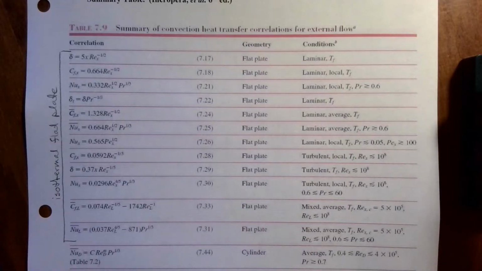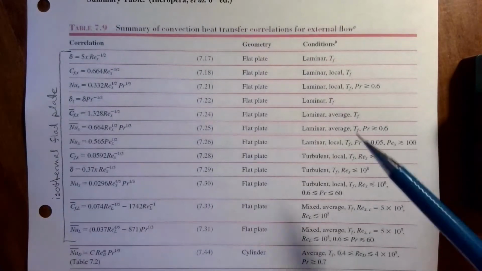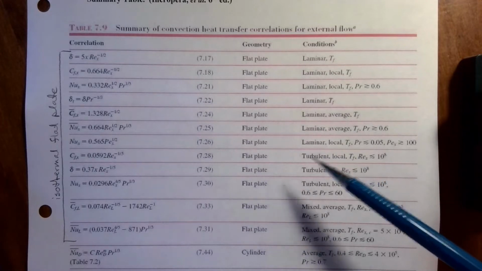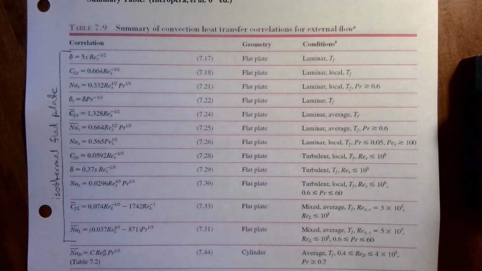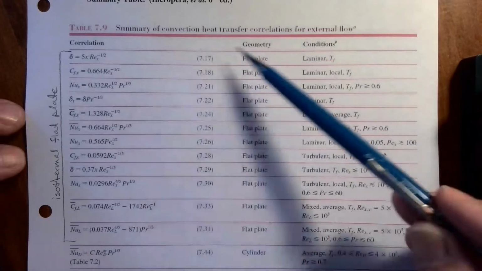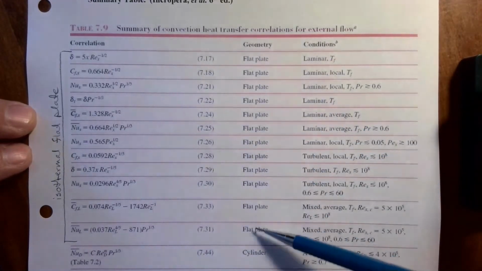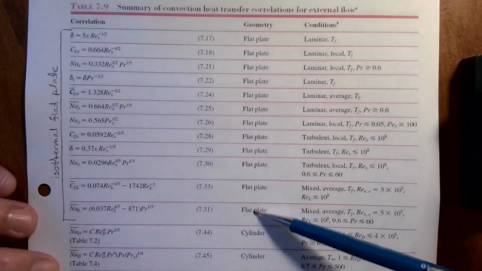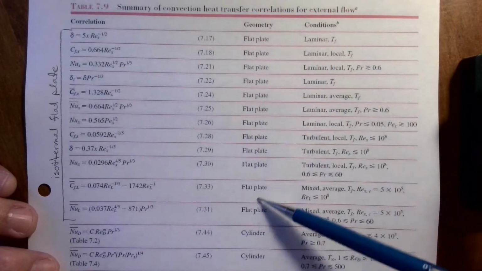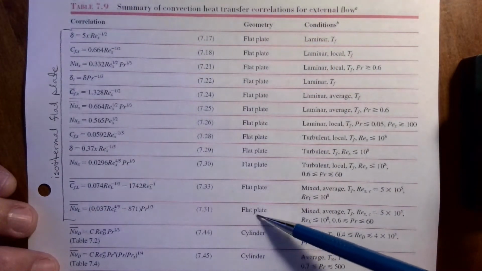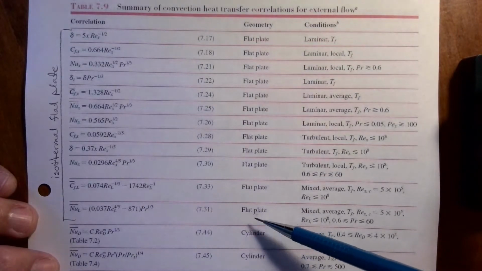So far we have discussed the theory behind the correlations for flow over an isothermal flat plate. When I referred to table 7.1 previously, I meant table 7.9. So this is table 7.9, which provides many correlations. The first several are all associated with a flat plate. There's the geometry column, all referring to an isothermal flat plate.